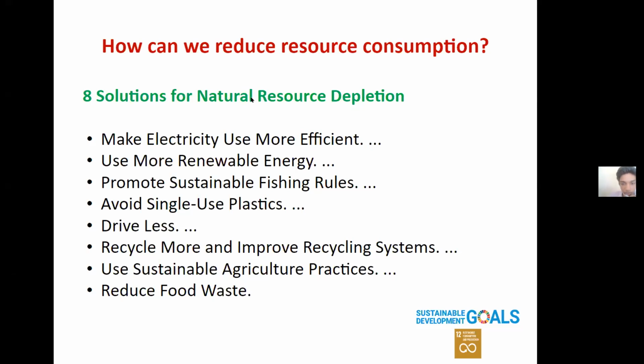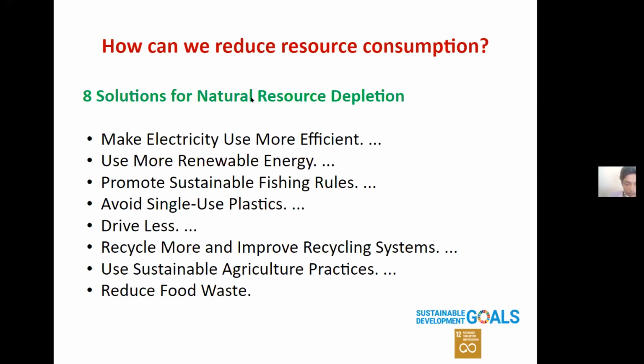Promote sustainable fishing rules. We need to protect our marine ecosystem for the future generation and for the balance of the ecosystem. Drive less. Nowadays, everyone is having private cars. The amount of pollution is increasing. So I really advise you to use public transport more often.